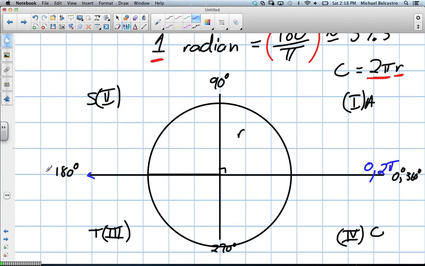90. Think of it like this. 2 pi divided by 2, what does it become? Pi. Just pi. Okay. So that's how we represent that as a radian. 180 degrees is also known as pi. Okay. Now let's go to 90.